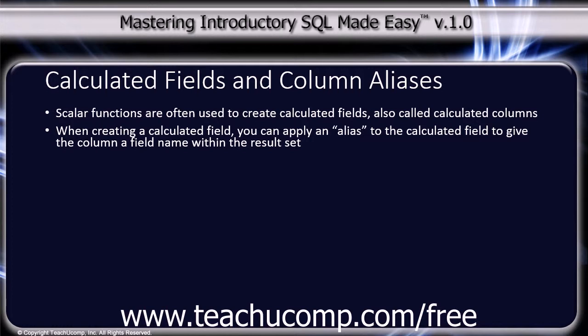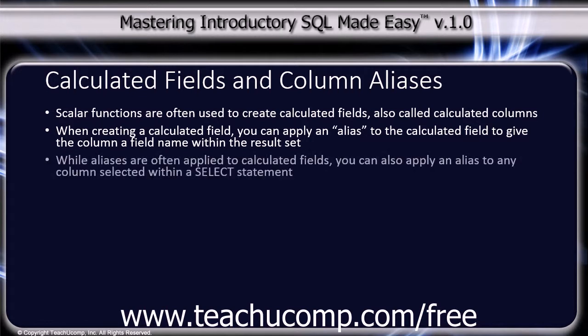You can change the displayed title of any field within a result set, calculated or not, by using a column alias. While calculated fields are most often given column aliases, you can apply an alias to any field in the result set. For example, they can be useful to simplify the display name in the result set of technical or overly long field names within the source tables.